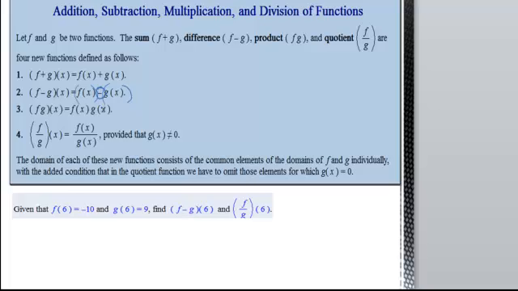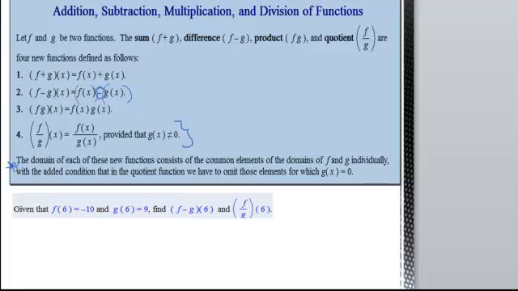distribute this negative. When you multiply functions, you literally just multiply them together. When you divide them, of course, you put the first one on top and the second one on bottom. You have to make sure that the denominator is not 0. Anything else is okay, just don't let the denominator be 0. That's what this is all about right here.